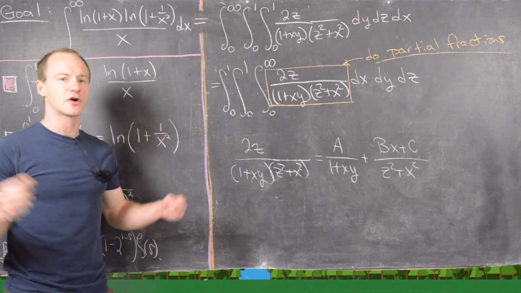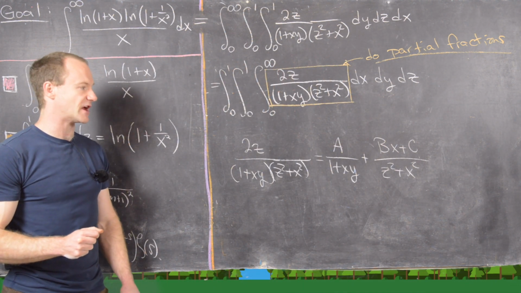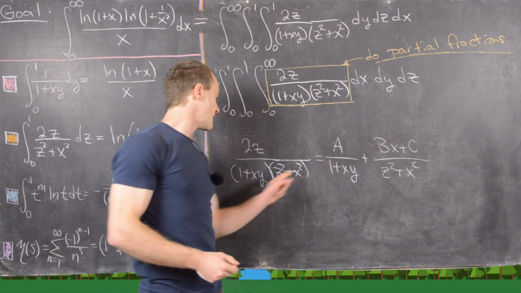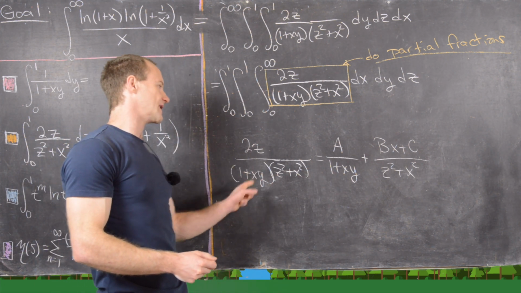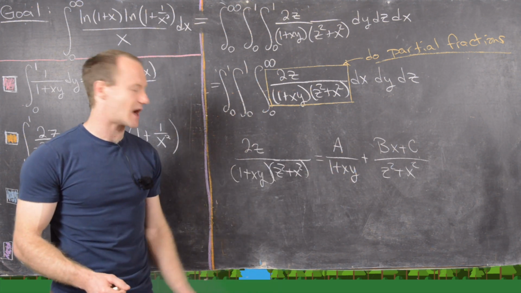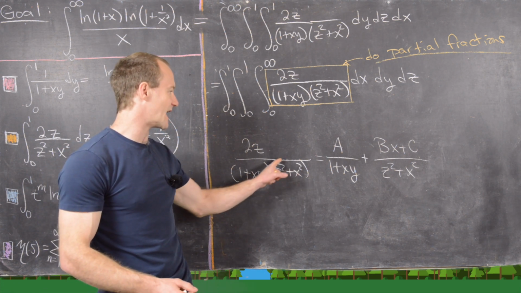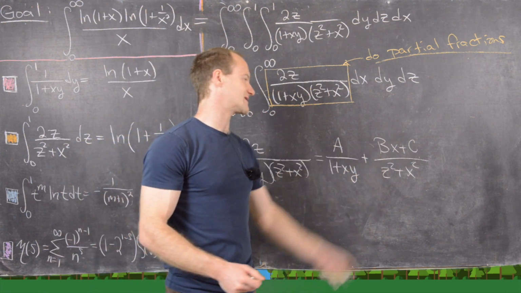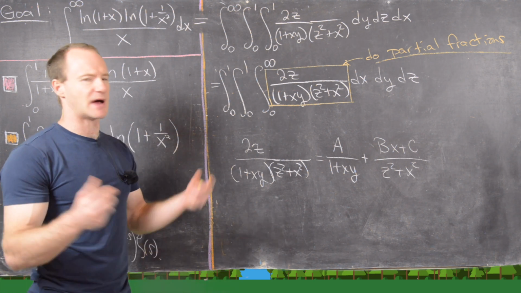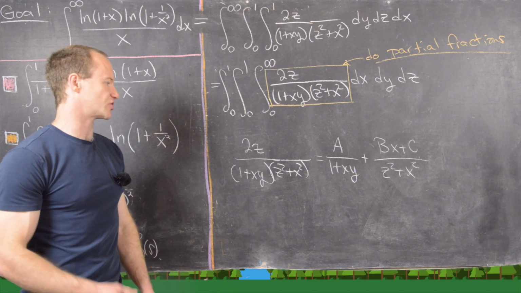So recall, here we are viewing x as our variable. So we have this linear term in x right here, which means we need a constant on the top. Then we have the quadratic term in x right here, which means we need this linear term on the top, just by standard kind of calculus 2 tricks.